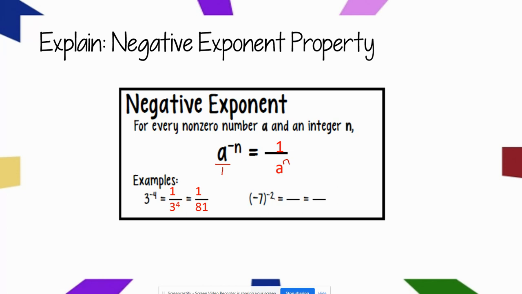For negative 7 to the negative 2nd power, we want to take this and we want to flip it. So we're going to put this in the denominator, and that's going to leave us with 1 over negative 7 to the 2nd power. Well, we can again simplify this further by solving negative 7 to the 2nd power, which is negative 7 times negative 7. Well, that would give us positive 49. So this would become 1 over 49.